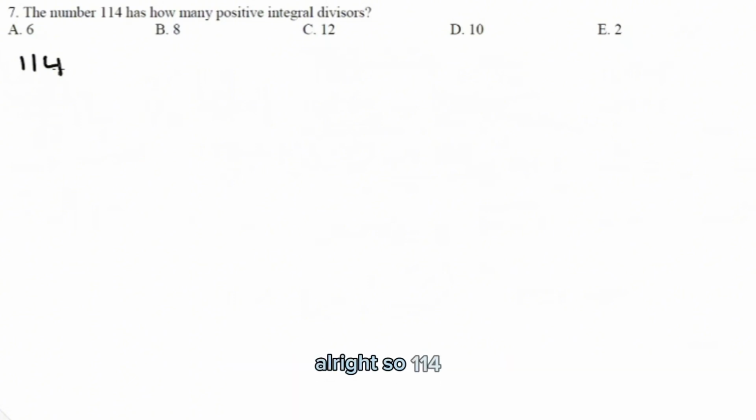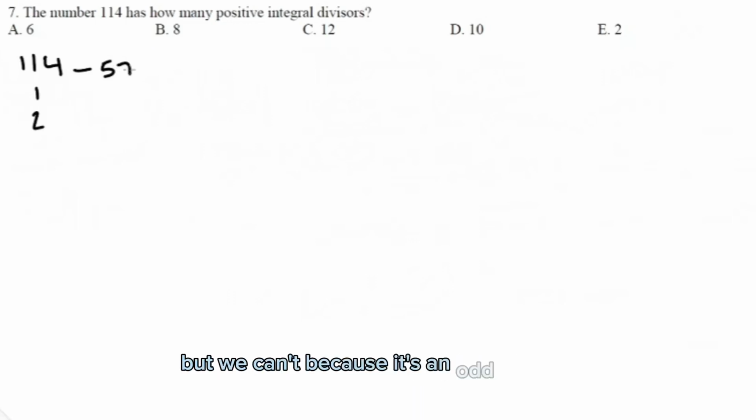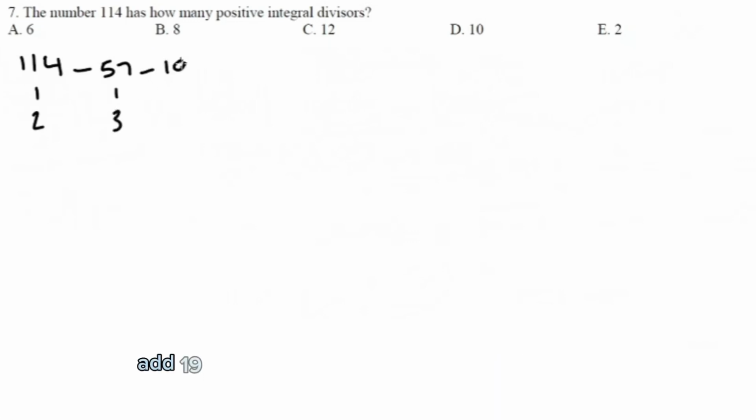Alright, so 114. Let's start off by dividing it by 2 since it's an even number. 114 divided by 2 gets 57. Now let's try and divide this by 2. But we can't because it's an odd number. So let's go to the next one. Can it be divided by 3? Yes, we can. 57 can be divided into 3 and 19. 19 cannot be divided by any other number other than itself and 1. That means it's a prime number.